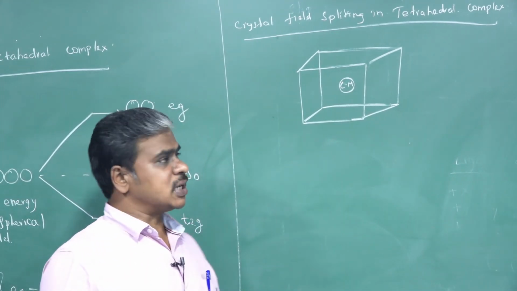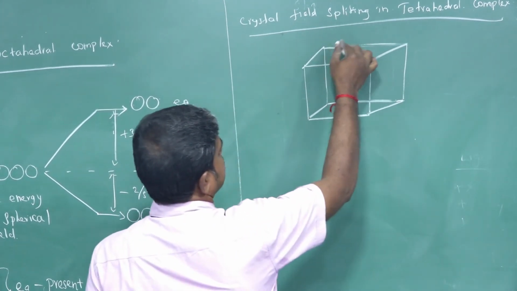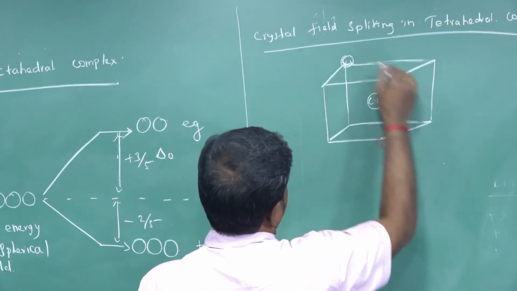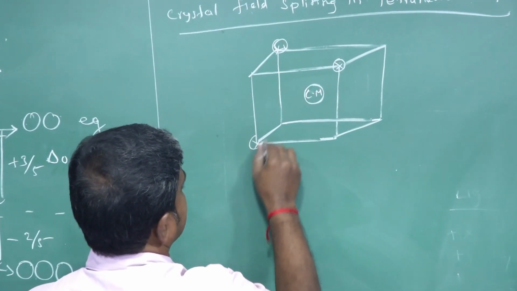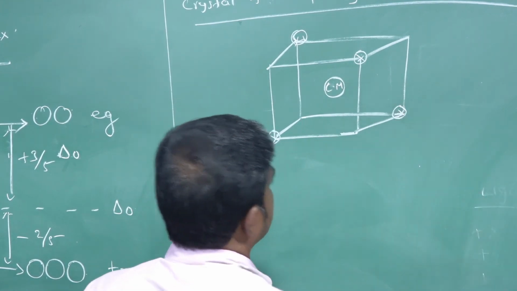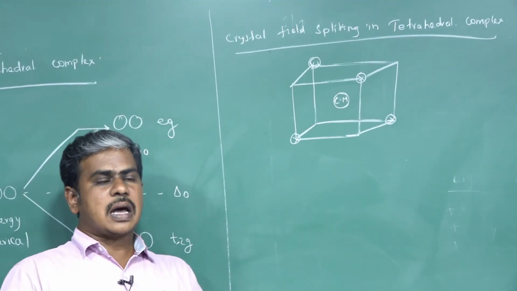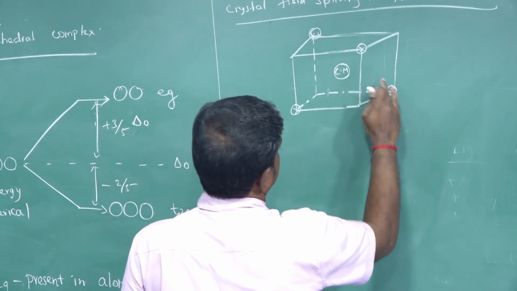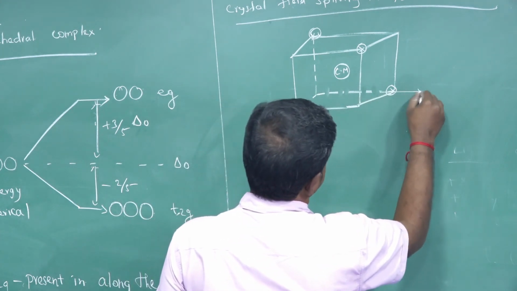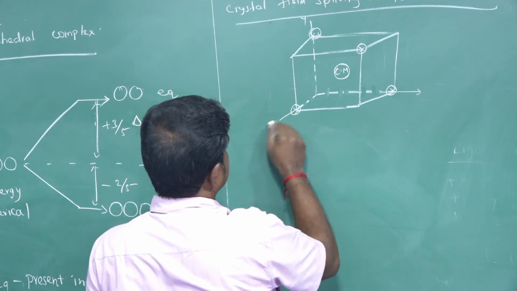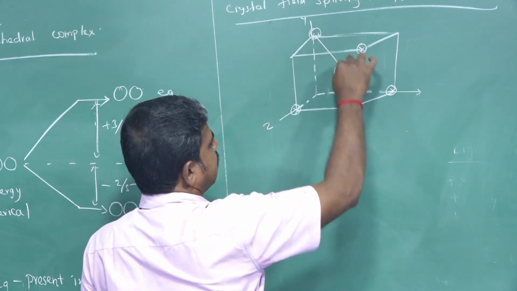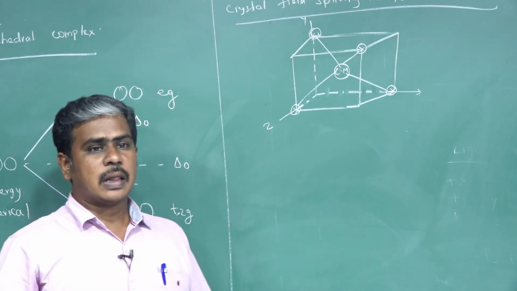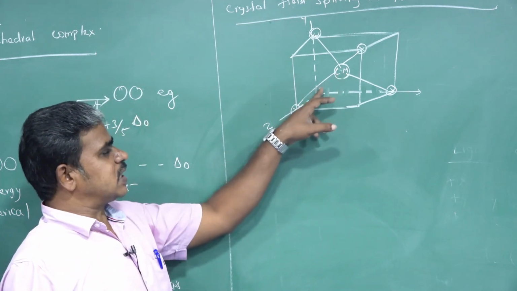And the ligands approach alternate corners of the cube. So here L1, another ligand, another ligand, and another ligand. The ligands approach alternate corners around the central metal atom. Now there are the x, y and z axes, correct? So here is the x axis, the y axis, and the z axis. So with the central metal atom at the origin, we get a tetrahedral shape, and the ligands approach the central metal atom.